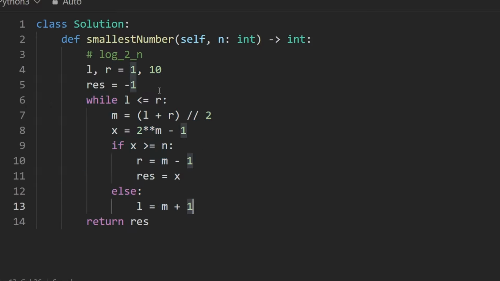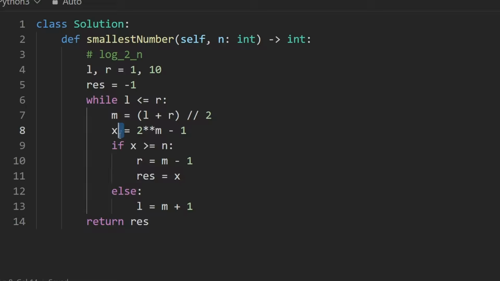Okay, after that, we do a binary search. We don't know which one of these is the smallest. So that's why we're doing binary search. We're going to check the middle one first. So we check the middle between 1 and 10. Then we take 2 and we raise it to that power. So maybe 2 to the power of 5. And then we minus 1. And then we have some value which we call x.